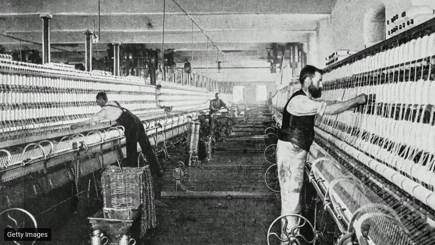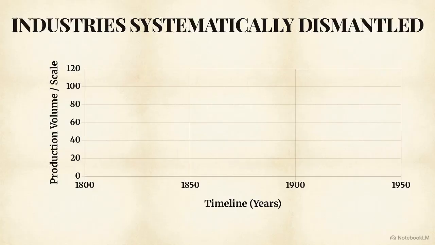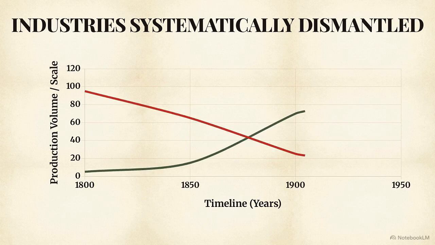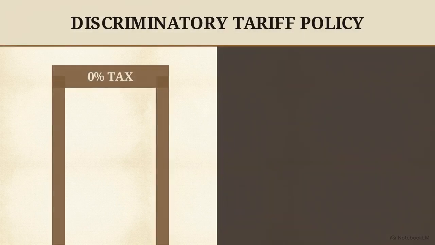This photo shows the long, mechanized rows of a British textile mill. The British needed a captive market for these factory goods, which meant domestic Indian industries had to be dismantled. They used the discriminatory tariff policy to achieve this.